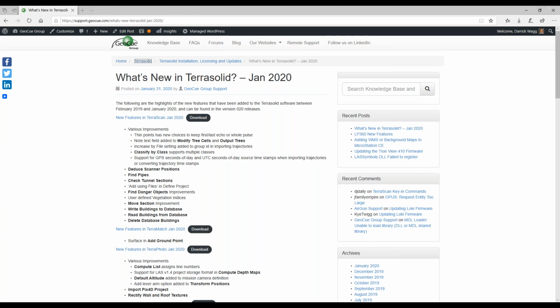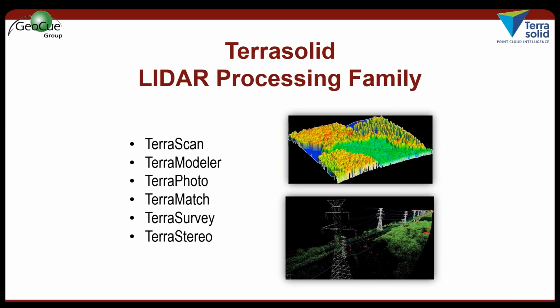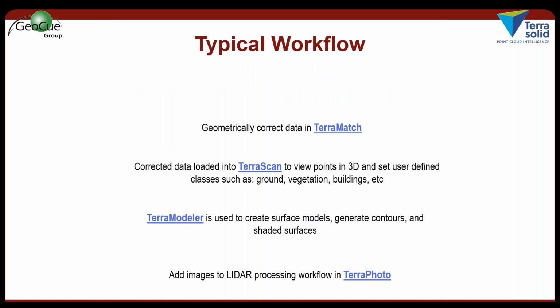Before we get too far along, let me cover what products we're actually talking about today. We're talking about the Terrasolid LIDAR processing family. It's typically six different products that pertain to LIDAR processing that Terrasolid produces. They have a number of other products as well. The typical workflow, from an aerial standpoint, or if you change the wording around a little bit, applies to mobile and other types of platforms as well.